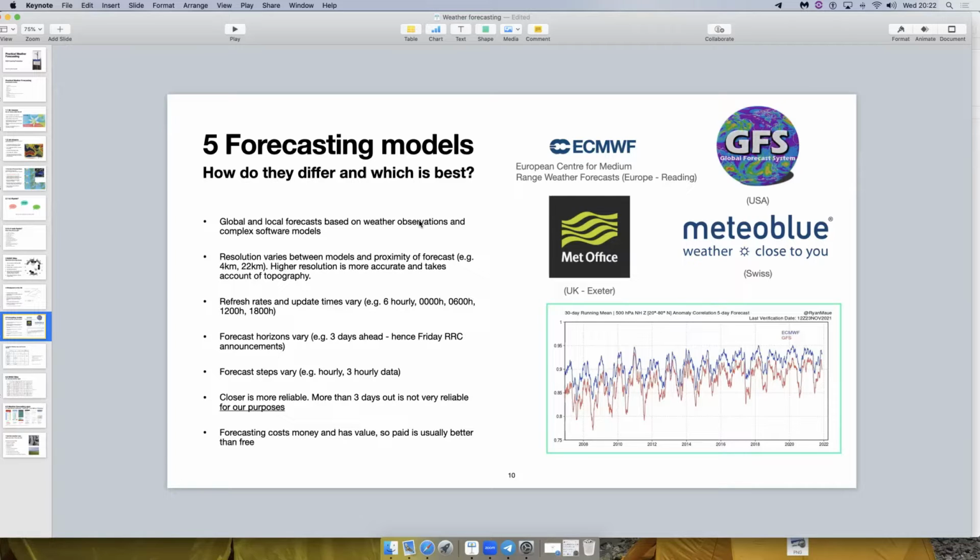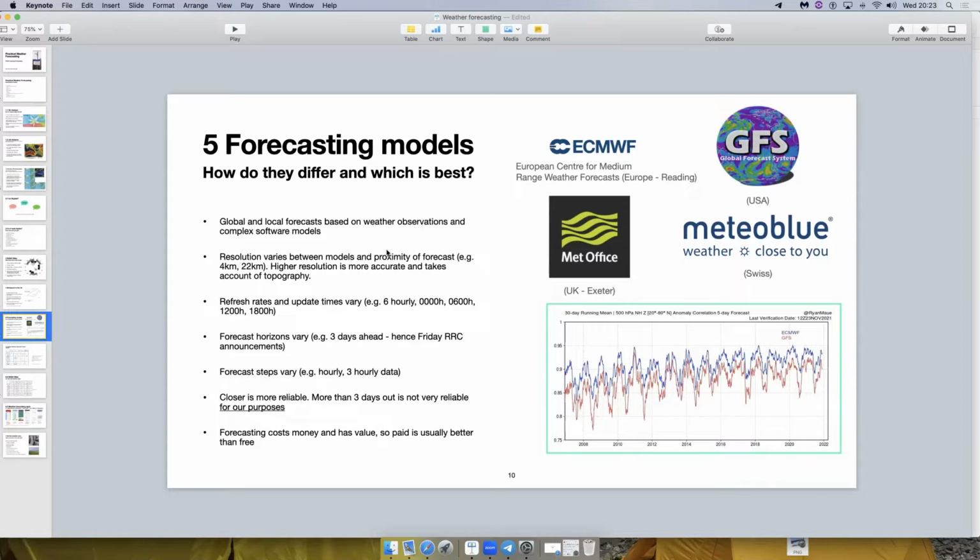And the other is cost. I mentioned that at the end, but forecasting costs money and has value. So paid forecasts, which often involve paid data, tend to be more reliable and better than free ones. However, those paid ones tend to be used more in the commercial world than in the recreational world, like paragliding. So if you can imagine a Formula One team at a Grand Prix looking at weather data as to when it's going to rain, when they need to change from dry to wet tyres, the value to them is considerable and they'll pay for that, whereas we're less willing to do so.